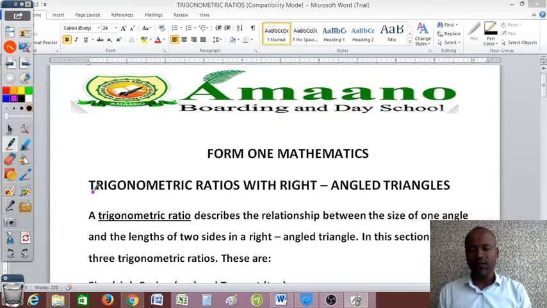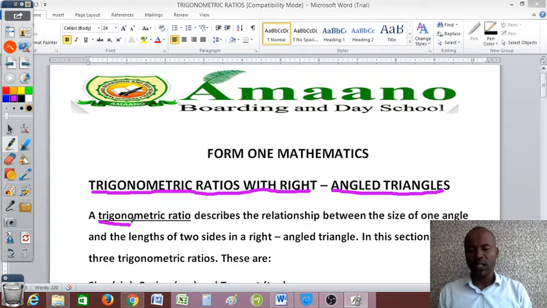In our previous video we have seen Pythagoras theorem with right-angled triangles, and we defined right-angled triangles as triangles in which one of the three angles measures 90 degrees. So those triangles are said to be right-angled triangles. So we defined right-angled triangles in our previous video. Again we'll see the same right-angled triangles in these trigonometric ratios.